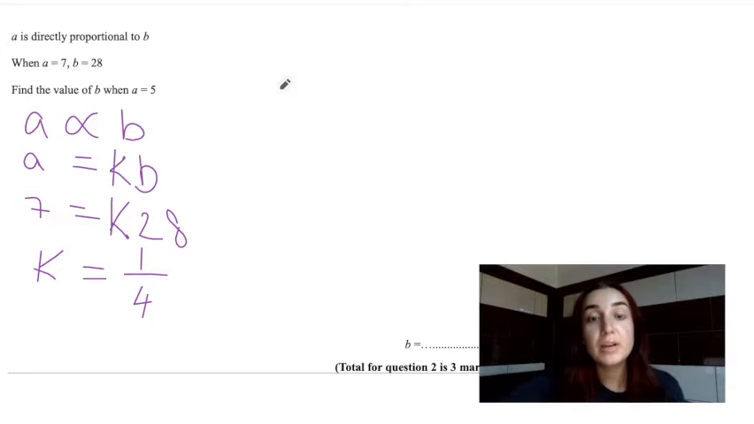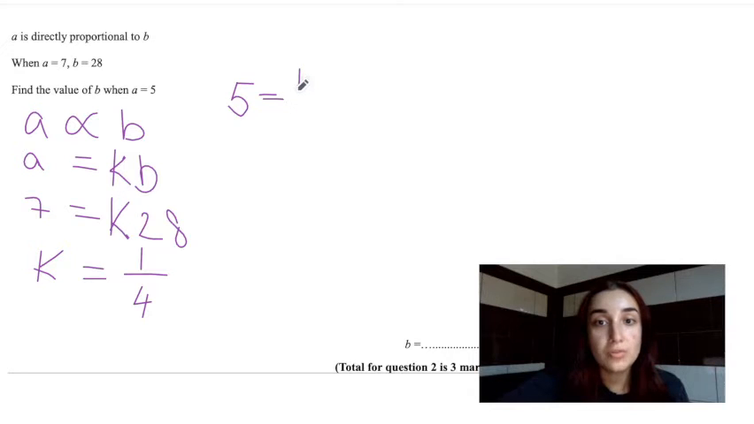Let's find B when A is 5. So we can write down 5 is equal to 1 over 4, which is K, times B. And to find B, we have to times 5 by 4, so B will be 20.